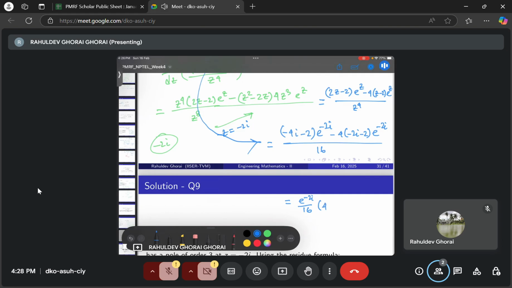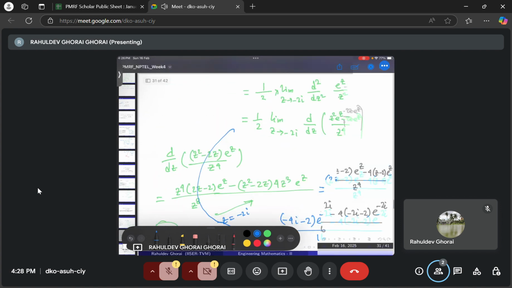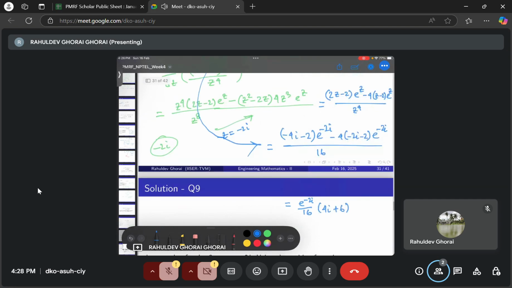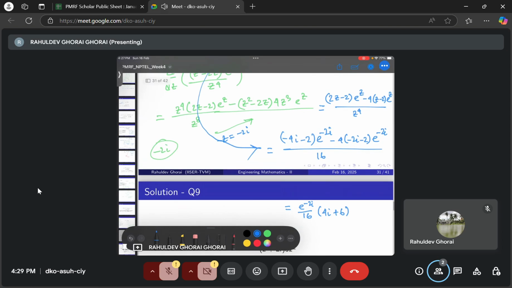8i minus 4i, so it will be 4i, plus 8 minus 2, it will be plus 6. Is that the answer? No, something I have messed up, right? So it will be 1 plus 4i. This is minus 2. This is 4.